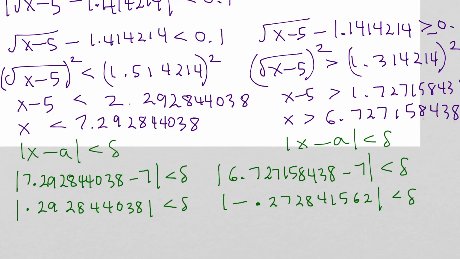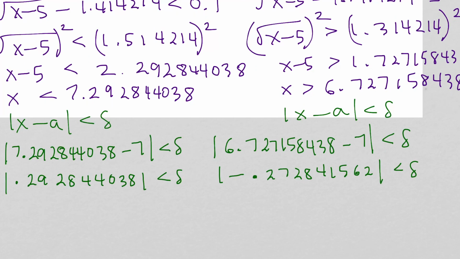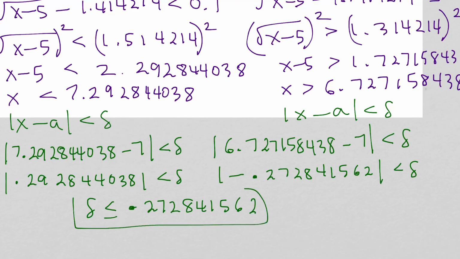Because we're looking for the smallest one, I'm going to choose this one here. This number is smaller than this one, the absolute value. So let's write that down. We conclude that delta must be less than or possibly equal to that number in order to be within 0.1 of the limit. So that's my answer. Once again, when you get two different numbers for your bottom line, you always want to pick the smaller one.